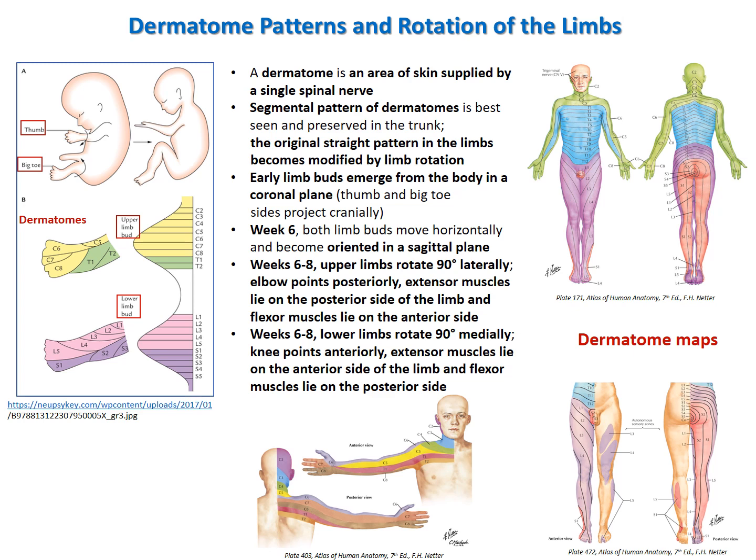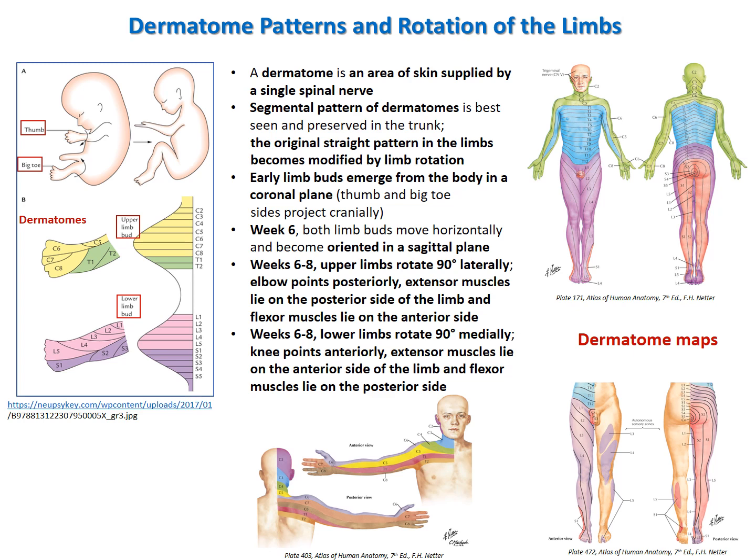This is seen in the illustration on the left. The upper limbs rotate laterally 90 degrees so that the thumb comes to lie on the lateral side and the elbow points posteriorly. In the process, the extensor muscle compartment comes to lie on the posterior side of the limb and the flexor muscle compartment on the anterior side of the limb. This is the arrangement you'll see and study in the dissection lab.